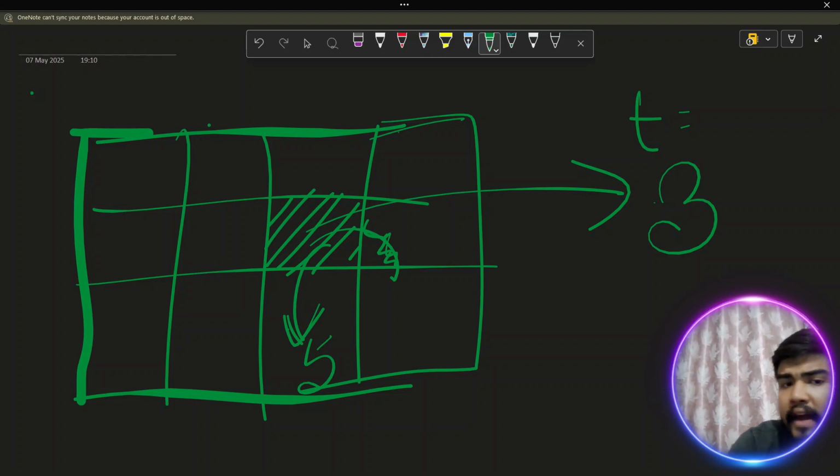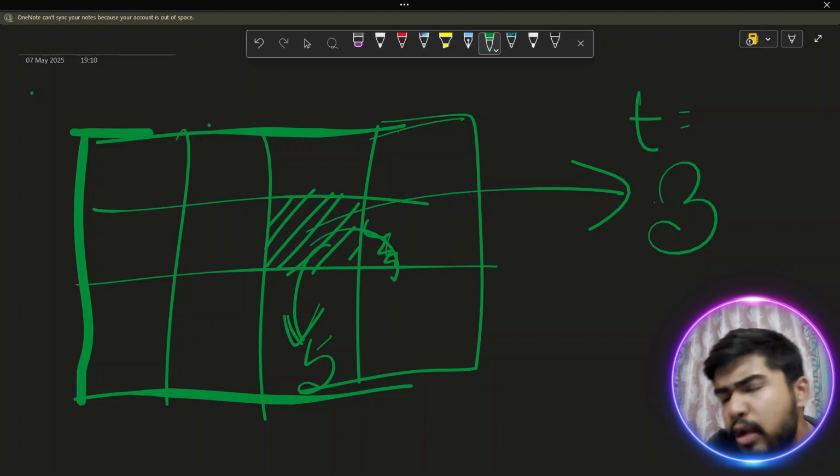So 3 is not equal to 5. At t equals 3 we can't visit, so we have to wait.